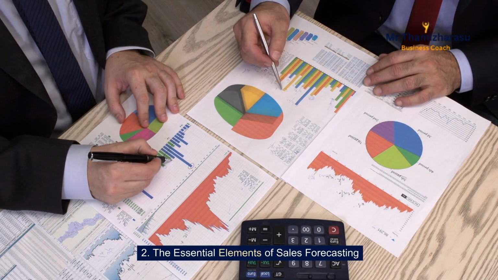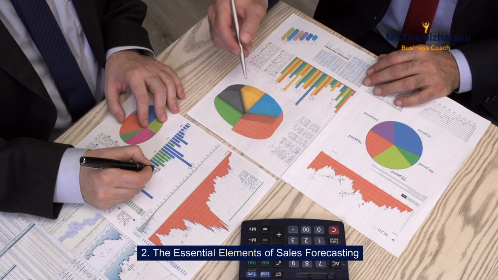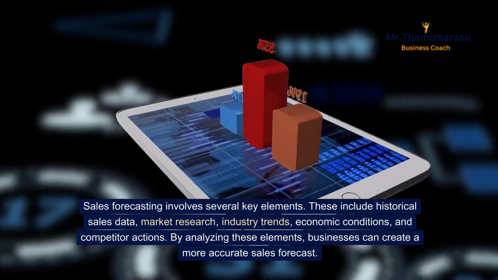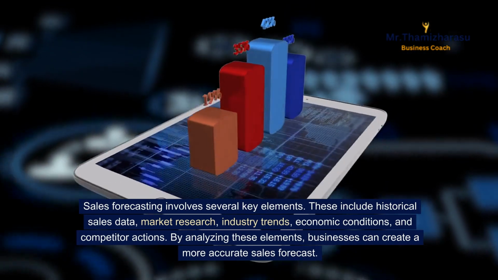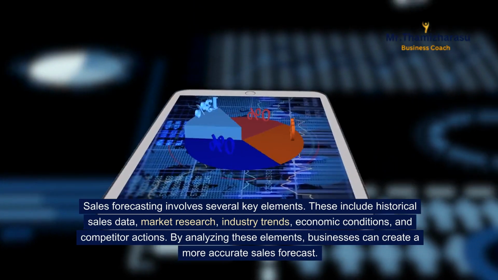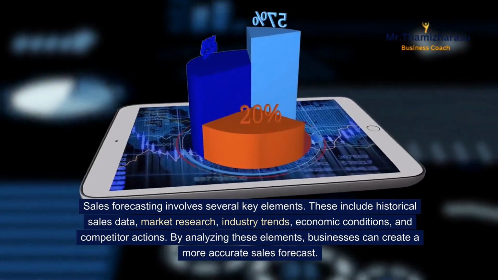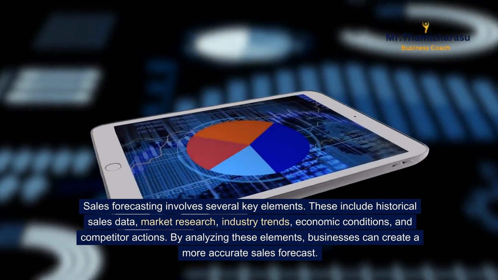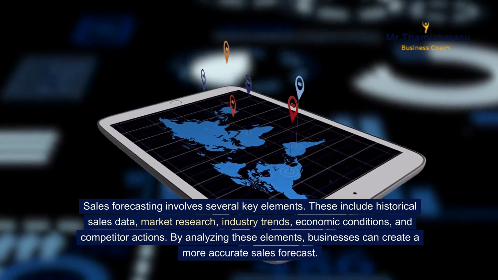2. The essential elements of sales forecasting. Sales forecasting involves several key elements. These include historical sales data, market research, industry trends, economic conditions, and competitor actions. By analyzing these elements, businesses can create a more accurate sales forecast.